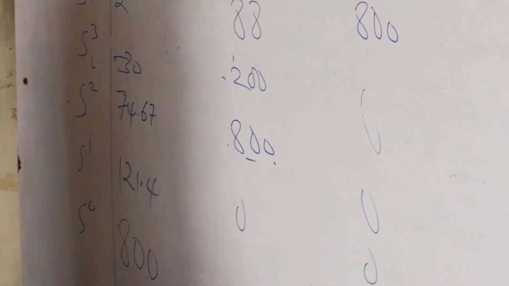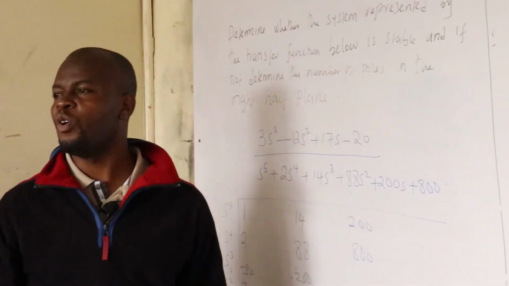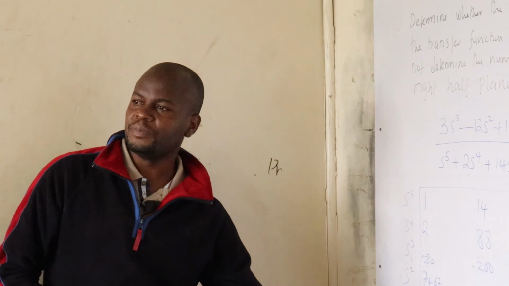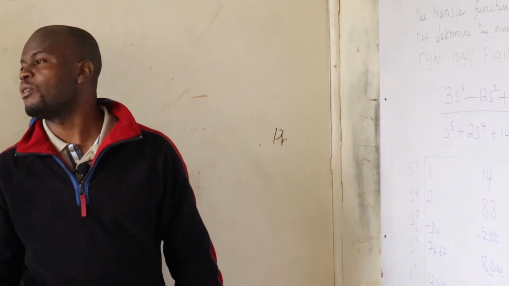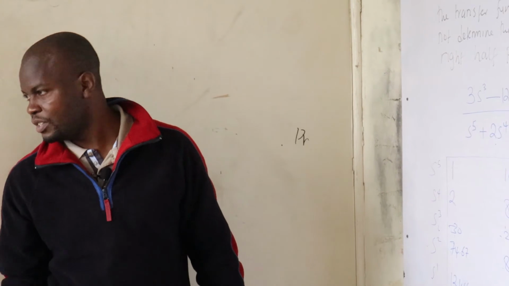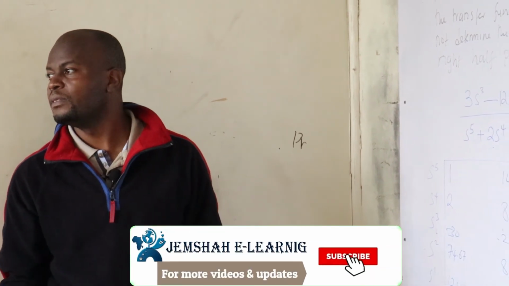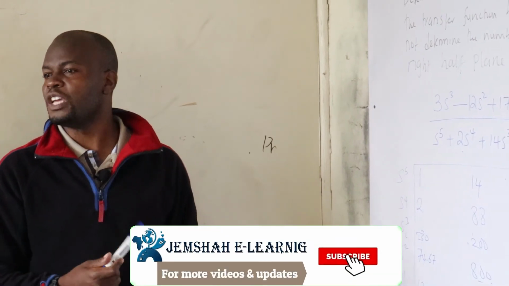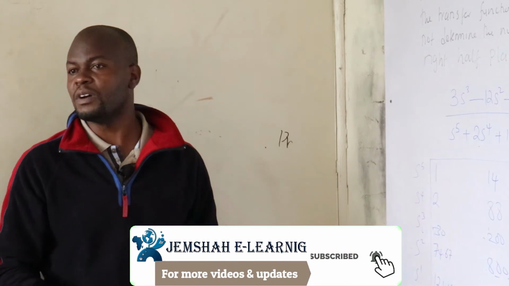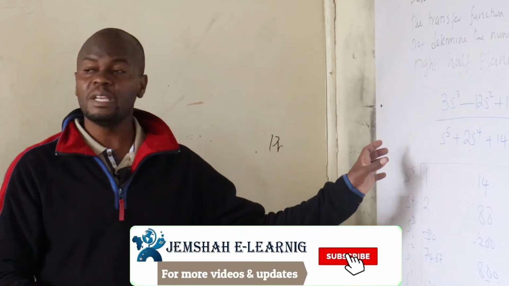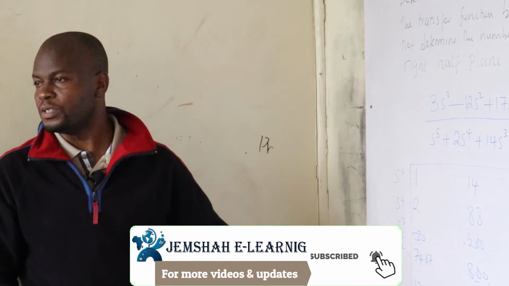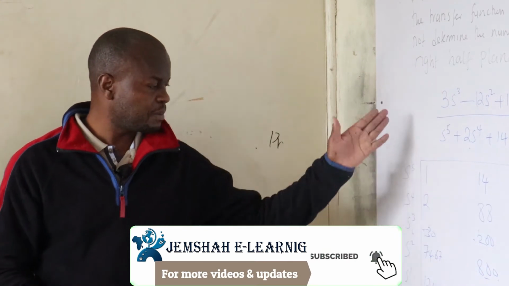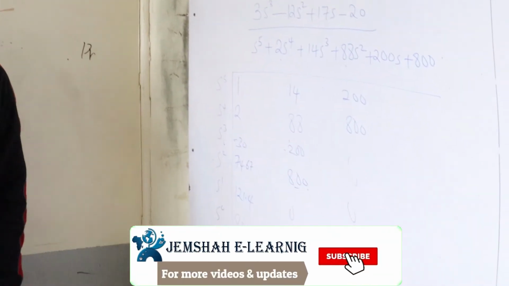If you want to determine the number of roots that lie on the right half of the S-plane, you are supposed to come to the first column. Then you determine the number of times the sign has changed, from positive to negative and negative to positive. That is what you use to determine the number of poles or roots that lie on the right hand side of the S-plane. So how many times has the sign changed here?